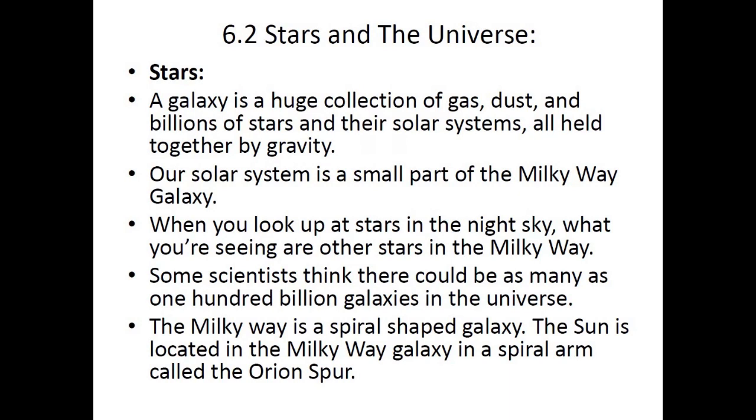Some scientists think that there could be as many as 100 billion galaxies in the universe, but then again, nobody has actually traveled across the universe, so this is just an estimate. Now different galaxies have different shapes, and our Milky Way, the galaxy in which we reside, is shaped like a spiral. The Sun is located in one of the spiral arms of our galaxy, and that arm is known as the Orion Spur.